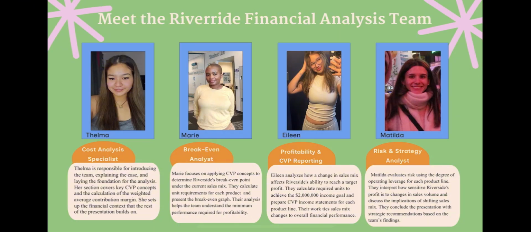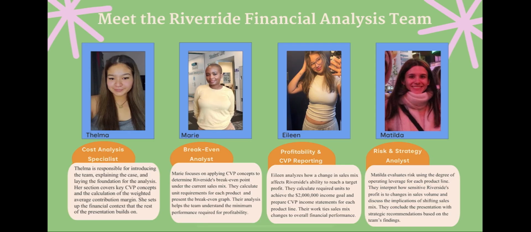We also had someone assigned to develop the CVP income statements. They created separate statements for rotomolded and composite kayaks based on the fixed cost allocations and sales revenue assumptions. This part helps Riverride understand the profitability of each product line on its own.